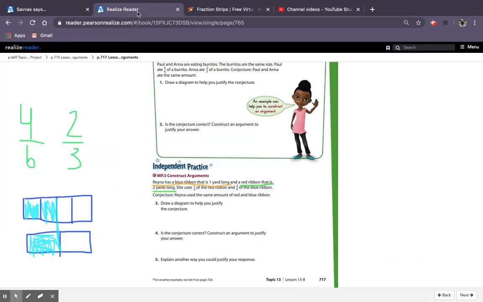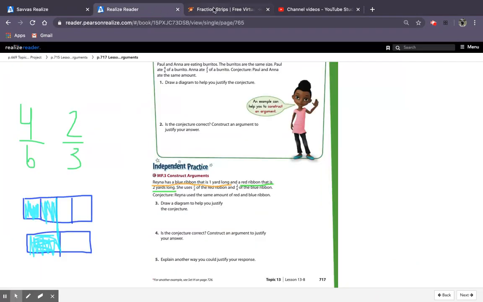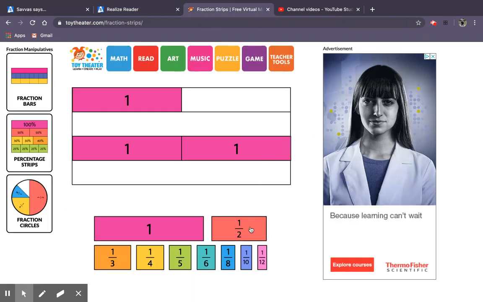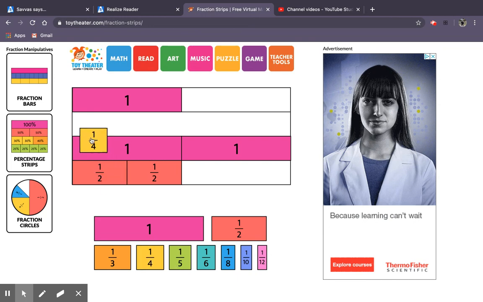So here it says she uses half of the red ribbon. So she uses half of the red, and the red is 2 yards. So she uses half of the red ribbon. And then for this, she uses 2/4 of the blue ribbon, which would just be this. So sorry, this is the picture I should have shown you originally with the wholes included. So like this, this is 2 halves. No, this is half of the whole, which is 2.